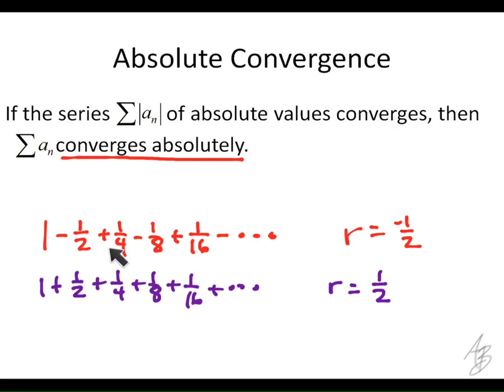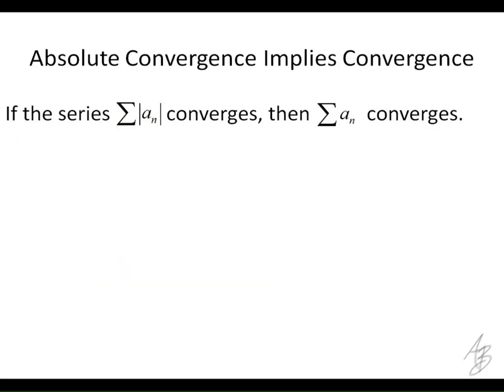This series right here, I'm sorry, this one right here, converges absolutely because the absolute value of the series also converges. So if we take the positive of every term and add them together, it still converges. So we use this term, converges absolutely. It's important because of this theorem right here, that absolute convergence implies convergence. So if an absolute series converges, then the series itself converges.